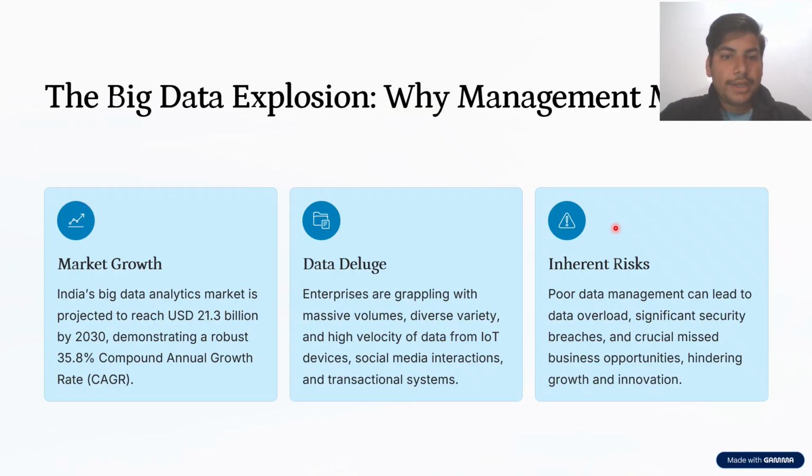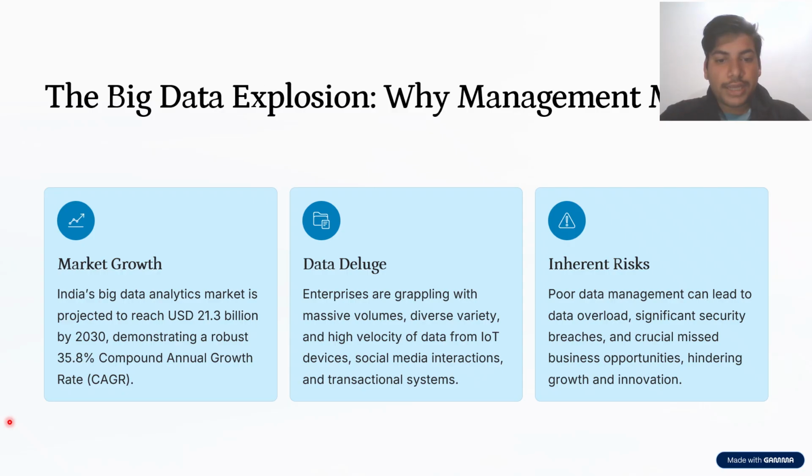Mainly, there are three reasons why management matters. First, we need to understand the big data and why managing it matters. There are three main causes. First, market growth. Second, data deluge. And third, inherent risk. Market growth: India's big data analytics market is projected to reach USD 21.3 billion by 2030, demonstrating a robust 35.8% compound annual growth rate, CAGR.